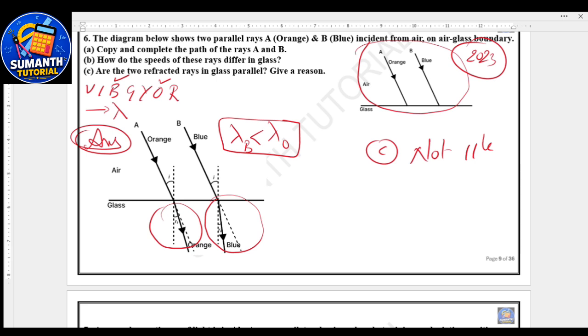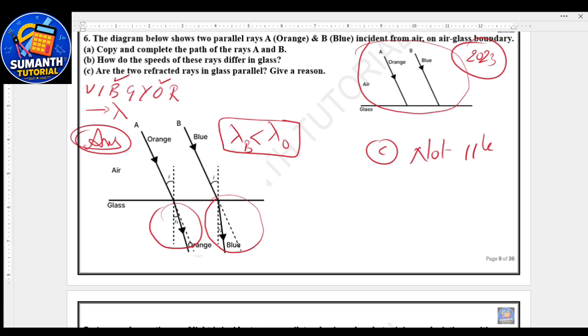Clear? So once again I am repeating, to solve this type of question, you must know VIBGYOR, the rainbow VIBGYOR, and here one thing that you should remember, V to R is the increasing order of the wavelength.